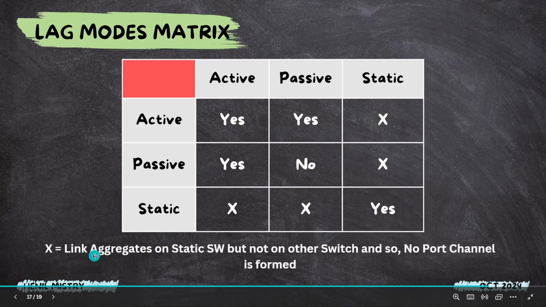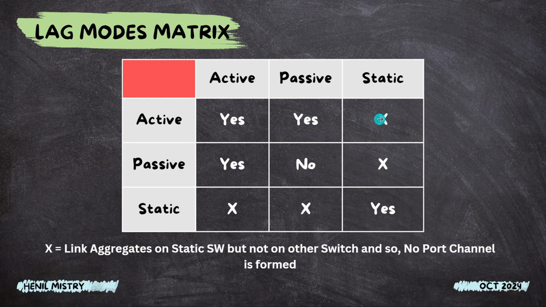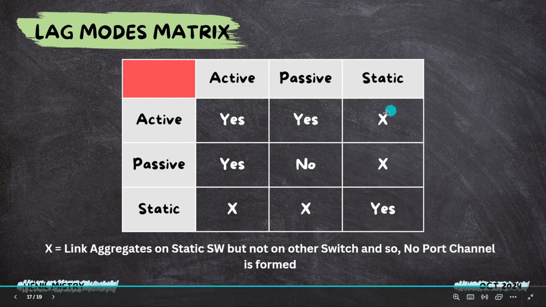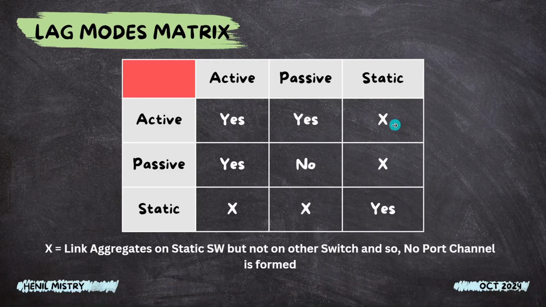X stands for link aggregates on the static switch. That means the ports that we have configured to be on the port channel will be aggregated on the static switch, but not on the other side. So not on this switch, and no port channel is formed. So the port channel will not be formed.